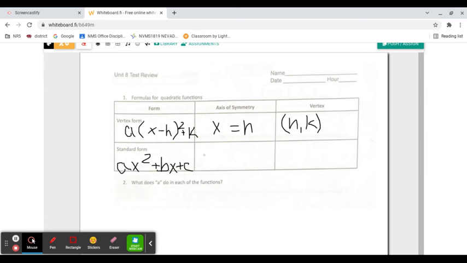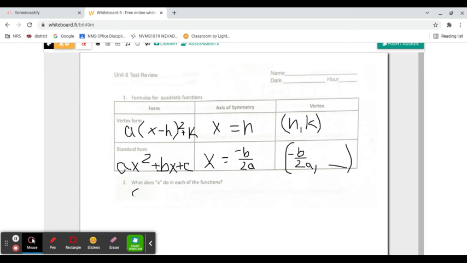To find the axis of symmetry on this one, you're going to do the opposite of b over 2a. That's also the first point in your vertex, whatever the opposite of b over 2a is. And then to find the second point, you plug whatever you get back into the original equation. So say you get 5 for that, you plug that back into the original equation to get this number right here.